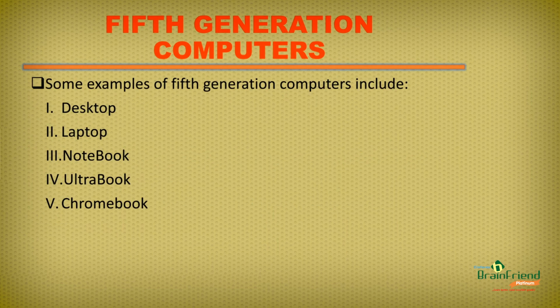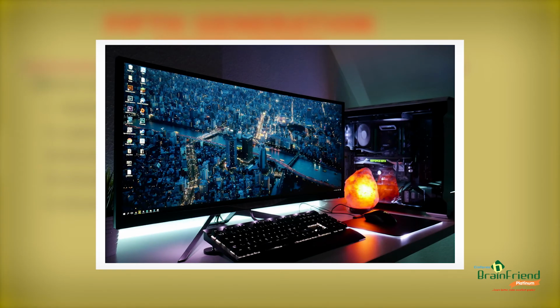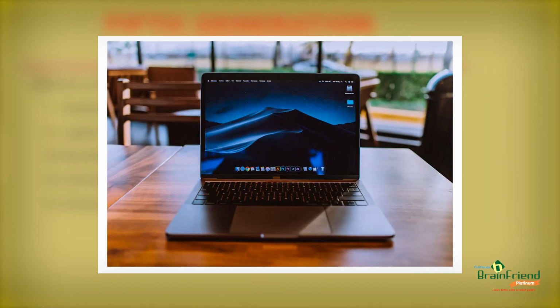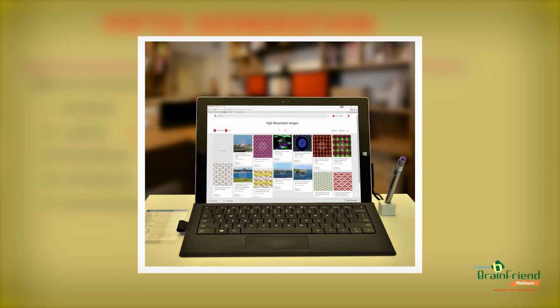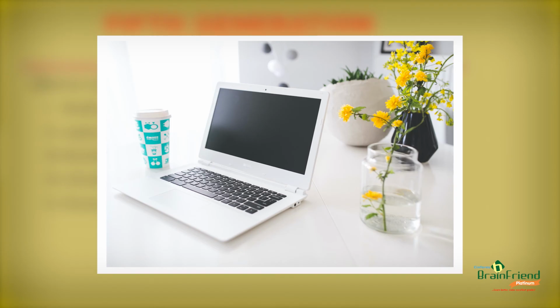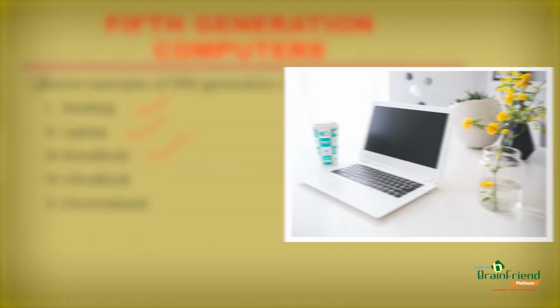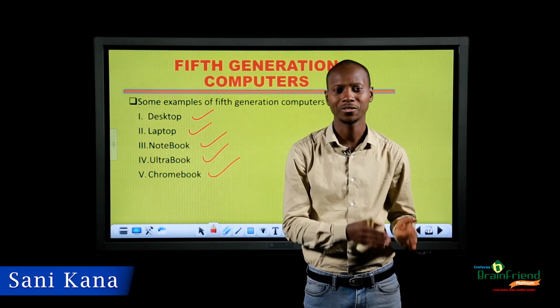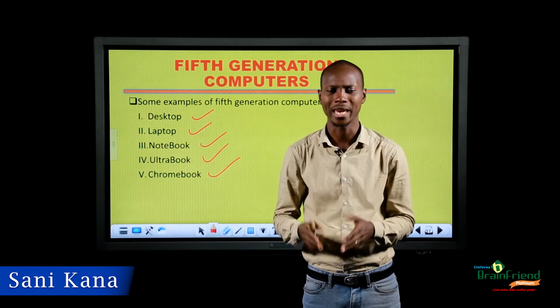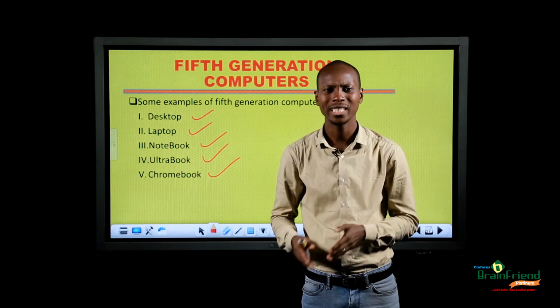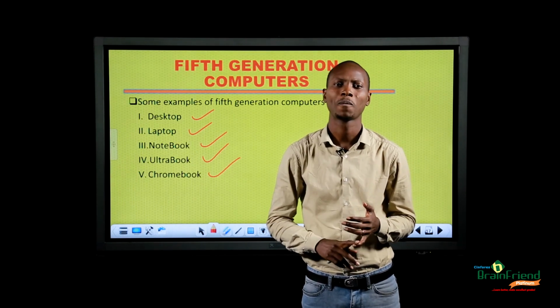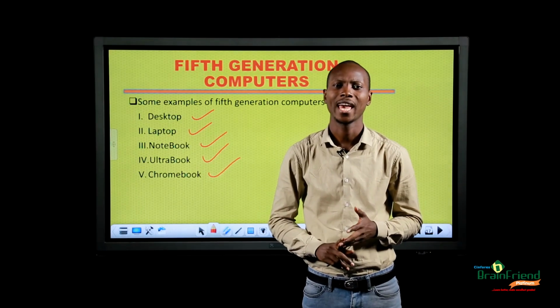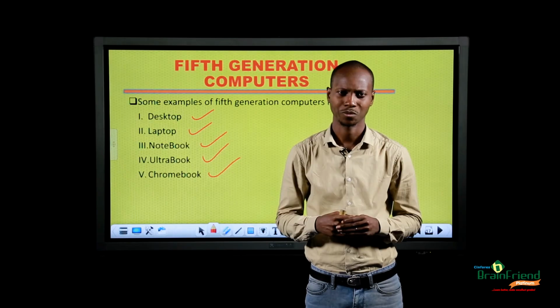Some examples are desktop. Number 2, laptop. Number 3, notebook. Number 4, ultrabook. And finally, Chromebook. These are examples of the fifth generation of computers. It is also important to note that the different improvements and changes made on computers have made computers become more reliable, smaller, faster, and generate less heat.